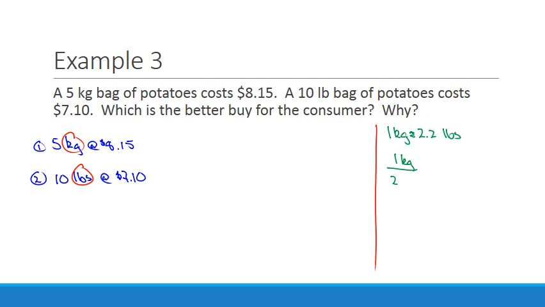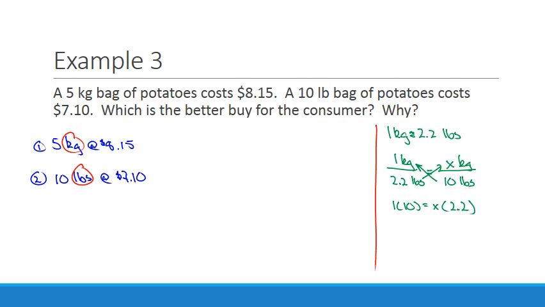You'd go 1 kilogram over 2.2 pounds is equivalent to, we're not sure how many kilograms, over 10 pounds. So this is called a proportion. It'll tell you how many kilograms are in 10 pounds. Once I have this, now I cross multiply. So I'm going to go 1 times 10, x times 2.2. Now notice I didn't bring the units with me. The units are only there to help you set up the proportion.